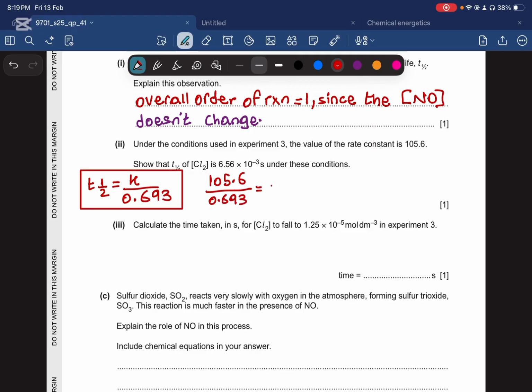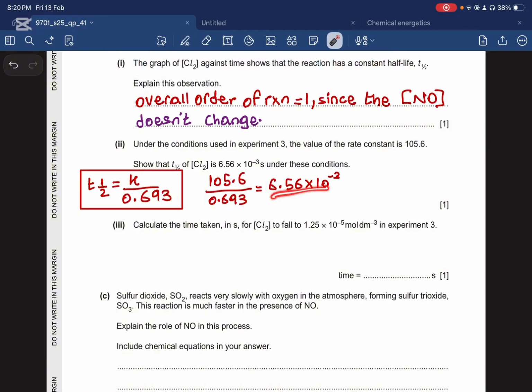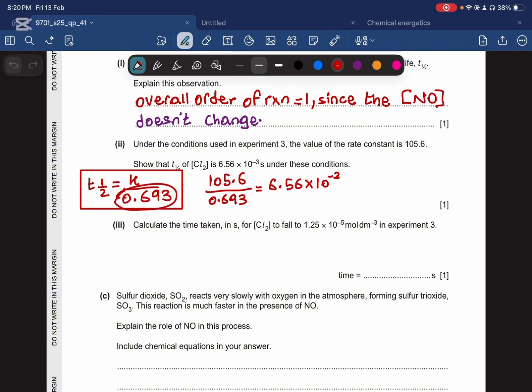So the answer becomes 6.56 times 10 to the power minus 3. It's going to be a bit off because normally we just use ln2, and some teachers just teach ln2. I like to teach 0.693 because it's easier to remember, and you might make some mistakes putting ln2 into the calculator. So 6.56 times 10 to the power minus 3 seconds.